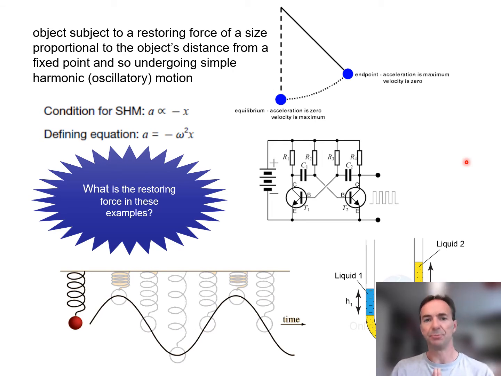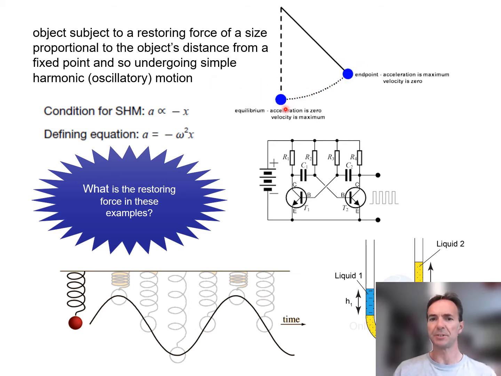It's an object subject to a restoring force of a size proportional to the object's distance from a fixed point, and so undergoing simple harmonic oscillatory motion. And of course, a simple one is a pendulum. You pull it off to one side. The restoring force in this case is gravity to be able to bring it back. And then, of course, it acts through the tension here, and it will swing, and it will oscillate.